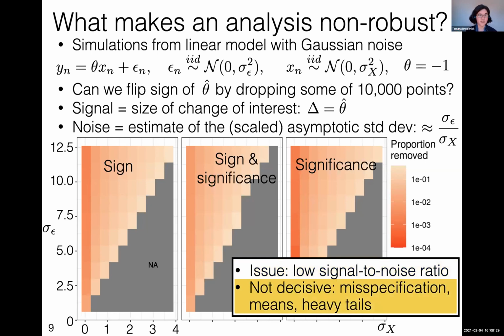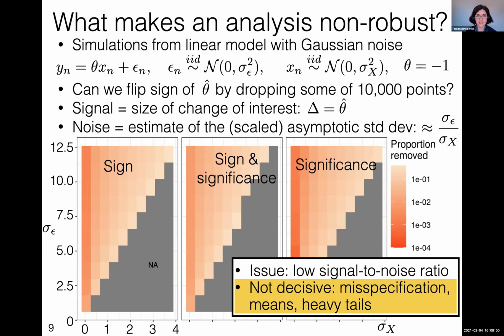Misspecification is not the issue here. Everything was perfectly specified. We use the same model that we generated everything from. If you're familiar with Huber robustness, a very common type of robustness that you see a lot in statistics, you might be thinking means are the problem or heavy tails are the problem. Well, here we see using means that are both robust and not robust, and we have other examples of that later. And we don't have any heavy tails. Everything is light-tailed, everything is Gaussian. So that's not what's driving this.